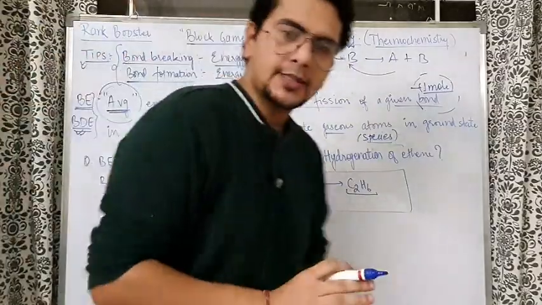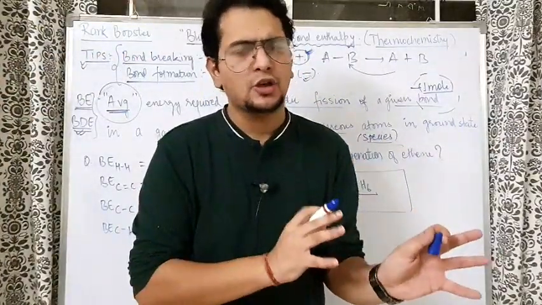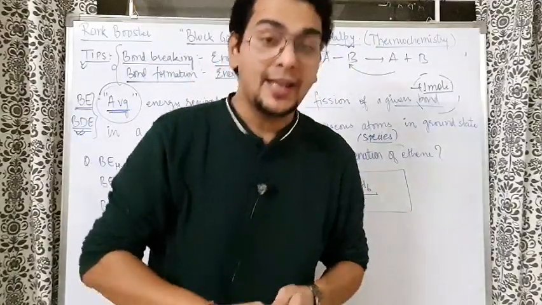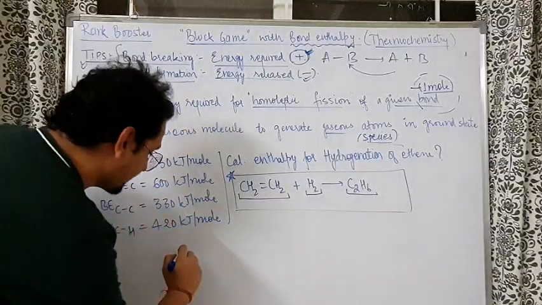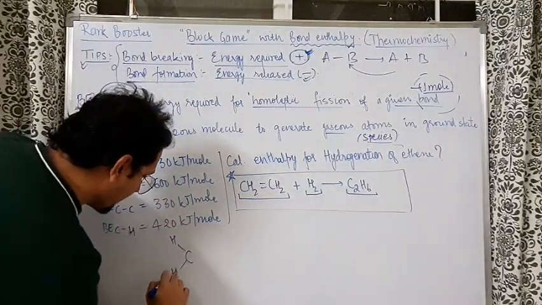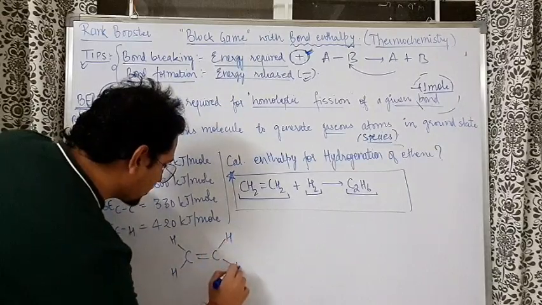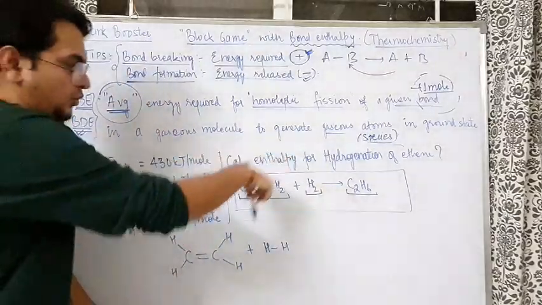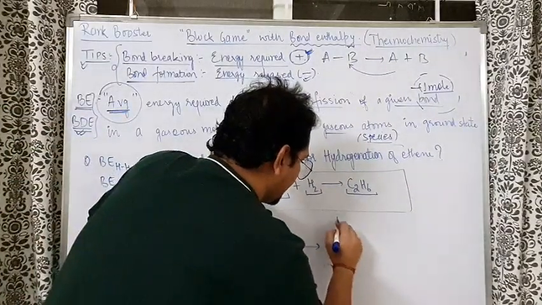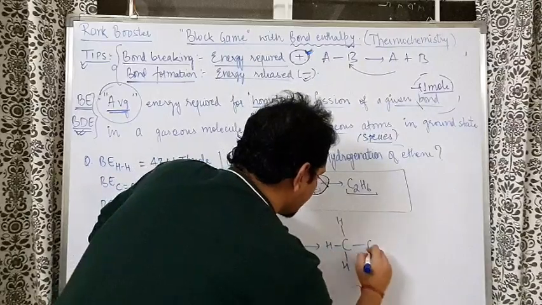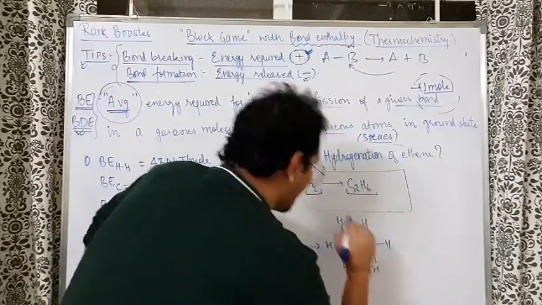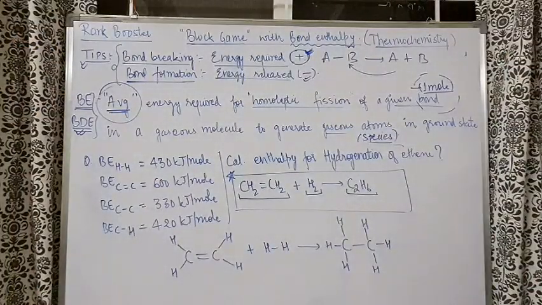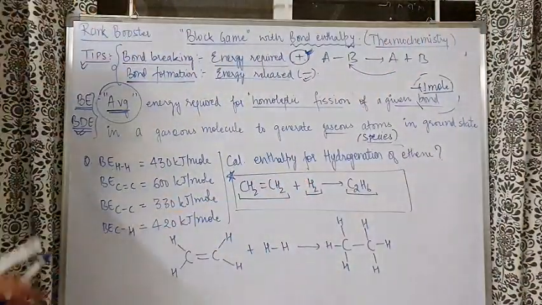As I promised, I will not be using any equation like reactant minus product or product minus reactant. I will use something that you know, and that is a block game. So write the expanded formula. You get C, H, H, double bond C, H, H plus H, H, H2 gives you C, H, H, H, single bond C, H, H, H. So ethene plus hydrogen gives you ethane. Very brilliantly we have written it in the expanded form.